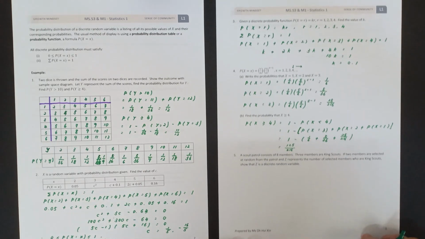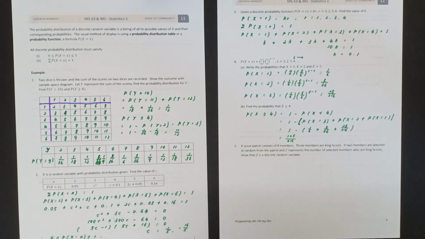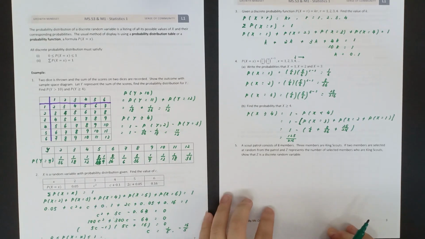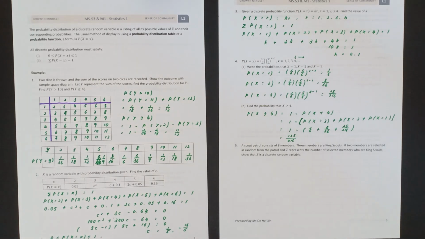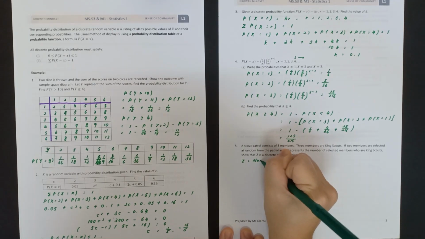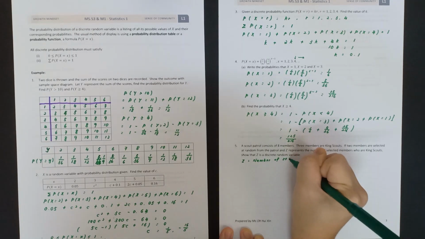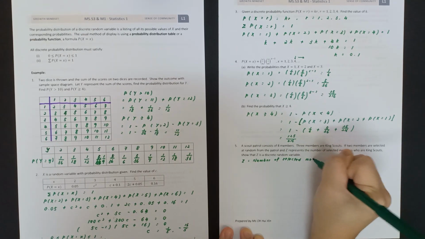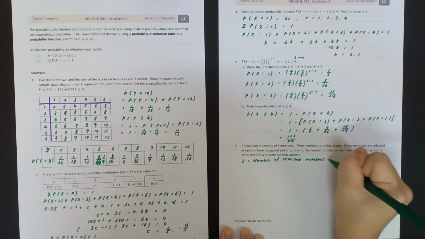Okay, alright, number 5. A scout patrol consists of 8 members. 3 members are King Scout. If 2 members are selected at random from the patrol and Z represents the number of the selected members who are King Scout, then show that Z is a discrete random variable. Okay, so the idea of how you show that it's a discrete random variable is you need to show that when you add all your probabilities together, they equal 1. So how are you going to do that? Maybe you try to assign it first so that you can see this question more clearly. Okay, so Z is the number of selected members who are King Scout.